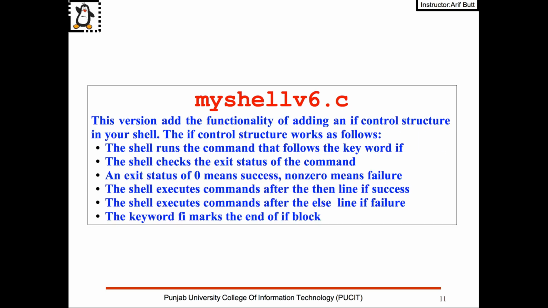In version 6, you need to add the functionality of a basic if control structure, which works as follows. The shell runs the command that follows the keyword if. The shell checks the exit status of that command, and if it is a success, that means 0, it executes the true path, and if it is a failure, it executes the false path. And the keyword fi marks the end of the if block. We have seen this as well in the initial part of today's session.